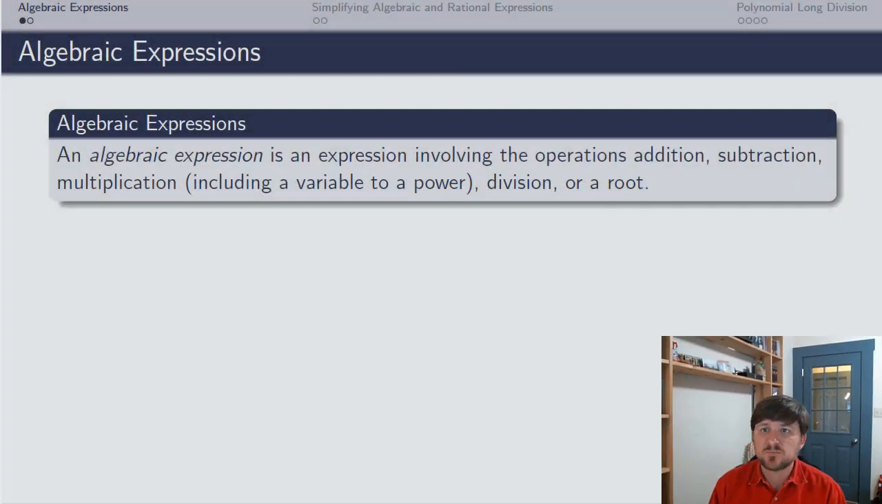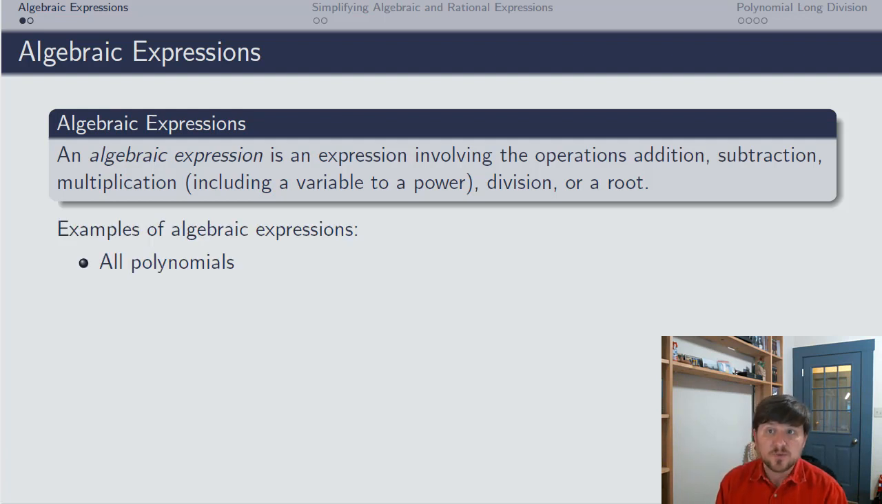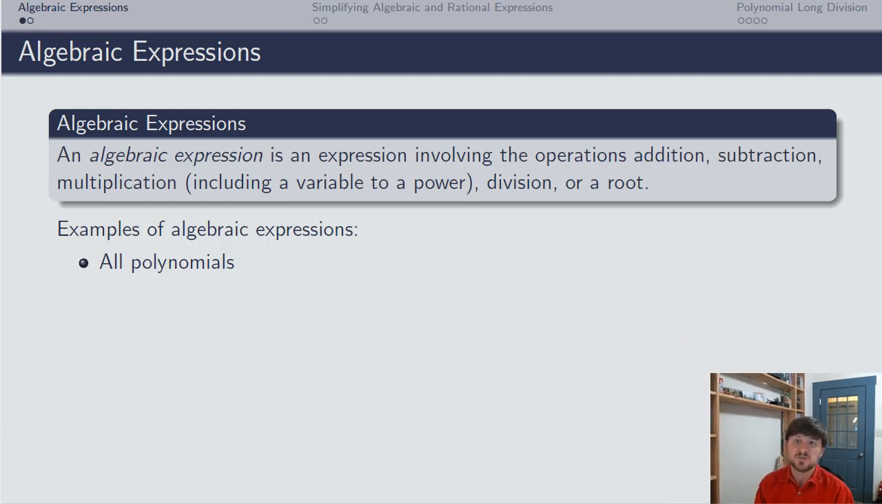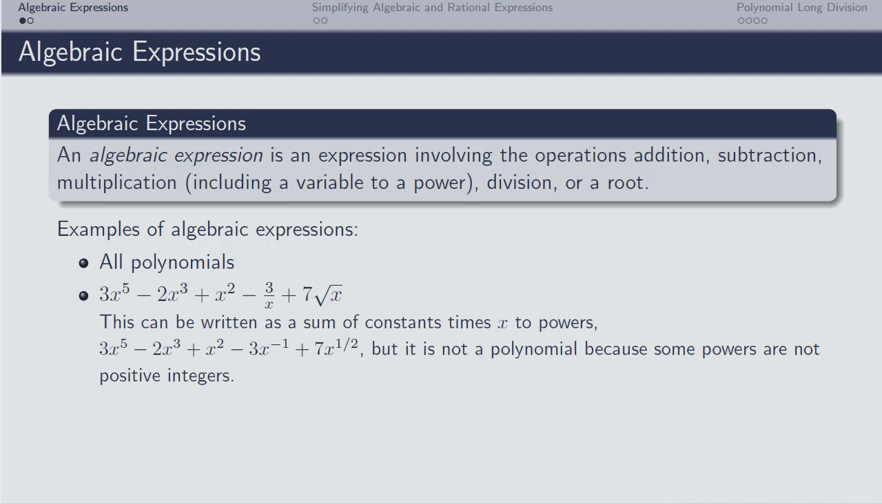An algebraic expression is an expression involving the operations addition, subtraction, multiplication, that would include a variable raised to a power, division, or a root. So all polynomials, they just have multiplication by a coefficient and raising something to a power in addition, so they are algebraic expressions. But there are things that are not polynomials that are also algebraic expressions.